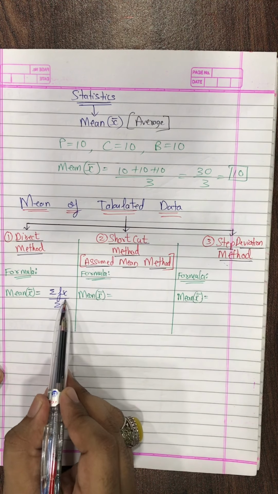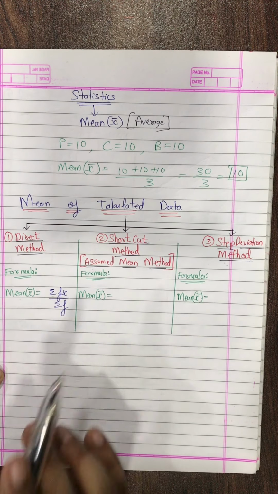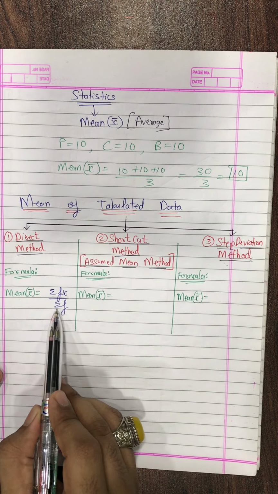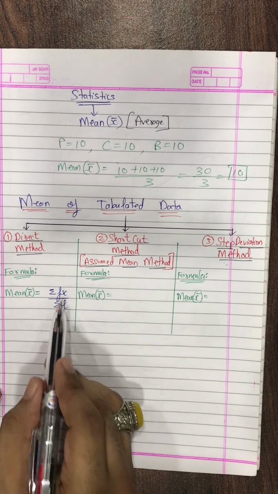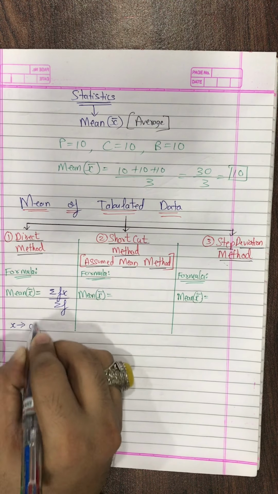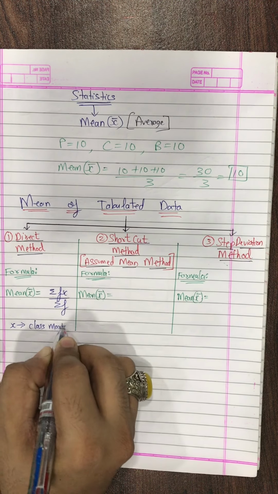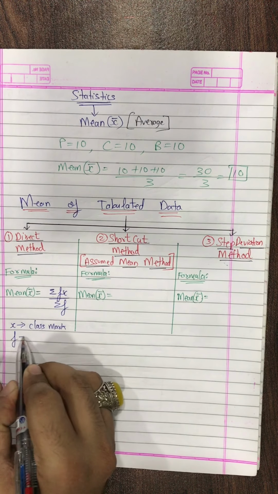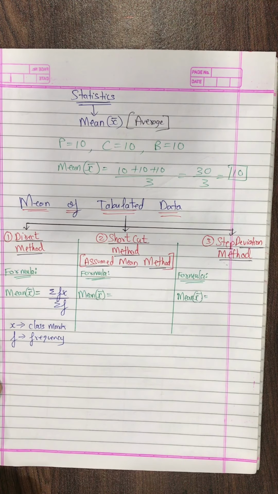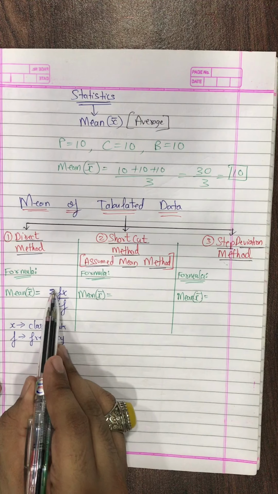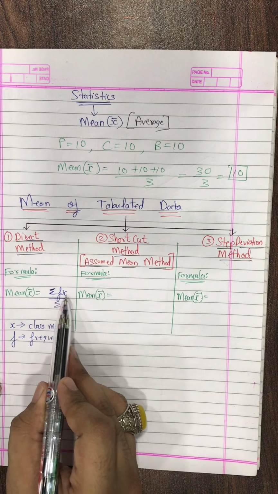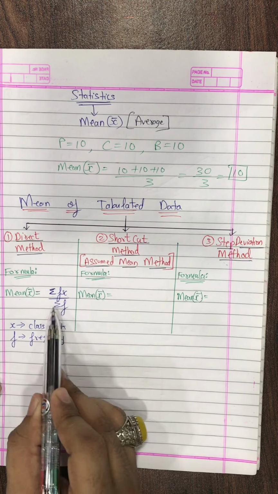Summation of fx. Please repeat with me, students. In this lecture we will just memorize the formulas and the format. Summation of fx upon summation of f. Now what is x and what is f over here? The value of x will be given to you, students. It is nothing but the class mark. This value of x will be given to you in the question, and f denotes frequency. This symbol means summation, it's sigma, a Greek alphabet. Summation of f multiplied by x, so you will remember it as summation fx upon summation f.